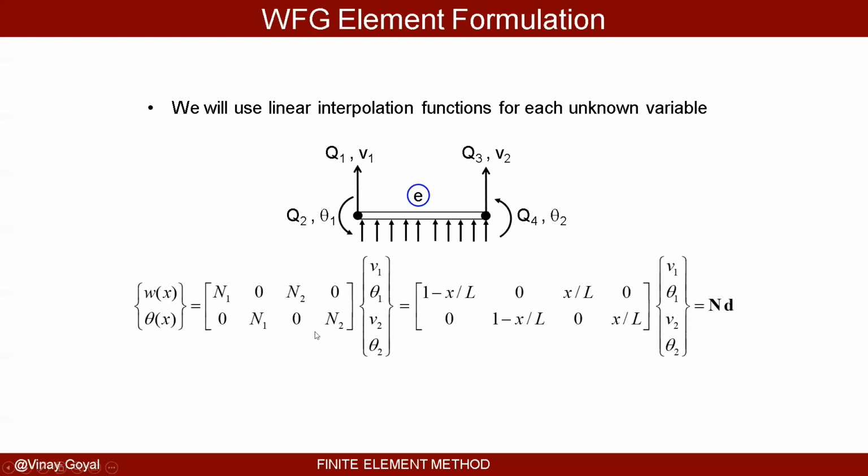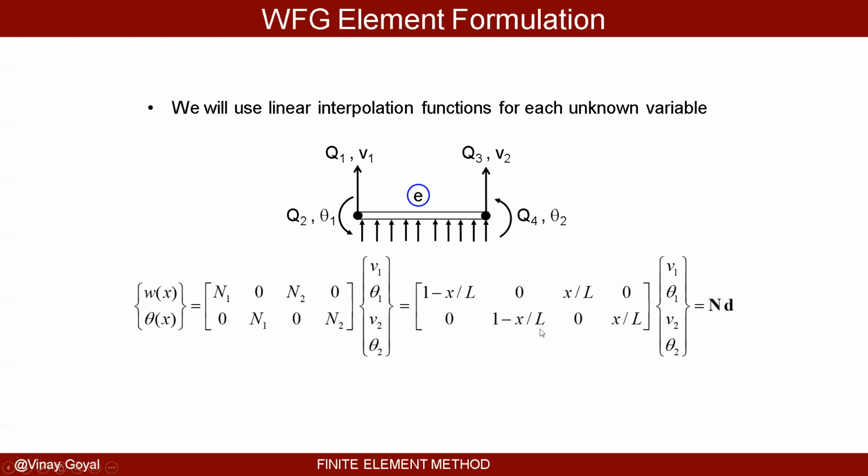These zeros are put in here on purpose so that theta 1 and theta 2 do not contribute to w, and these zeros are put in here so that v1 and v2 do not contribute to theta. You can see here that the shape functions are N1 is 1 minus x over L, N2 is x over L. These are the shape functions you can derive very quickly for linear interpolation. Notice for Euler-Bernoulli beam, we had cubic interpolation, but for Timoshenko beam theory, linear interpolation can work really well.